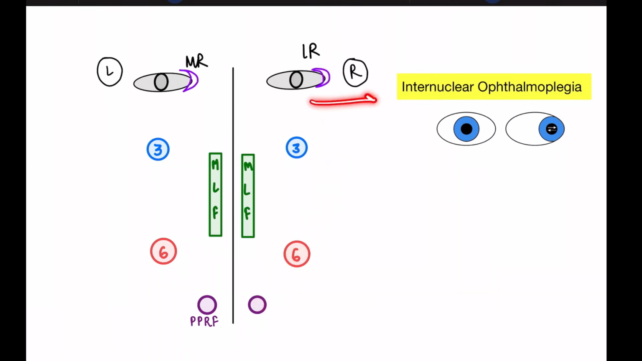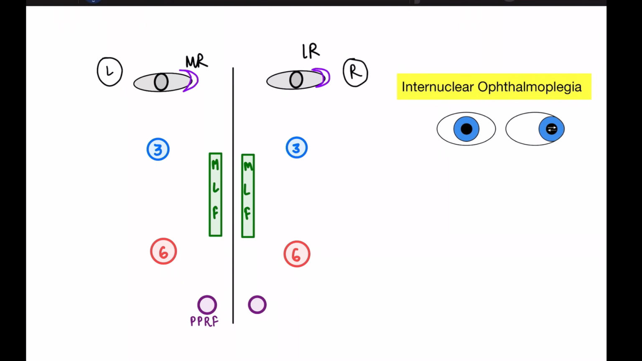My right eye will look towards the right, but we also want our left eye to look towards the right. Only then will both my eyes simultaneously be looking towards the right side. So when this sixth nerve gets a signal from the PPRF, the sixth nerve will also stimulate the medial longitudinal fasciculus, and the medial longitudinal fasciculus will stimulate the third nerve. This third nerve, we all know, will act on the medial rectus, and the medial rectus will lead to adduction of the left eye. So now both my eyes, right and left, are looking towards the right side. Okay, I hope you understood.